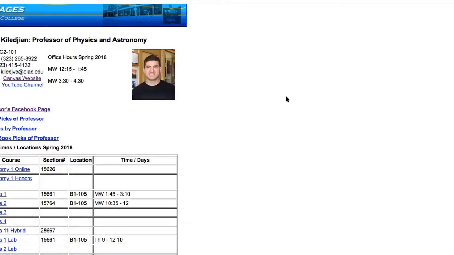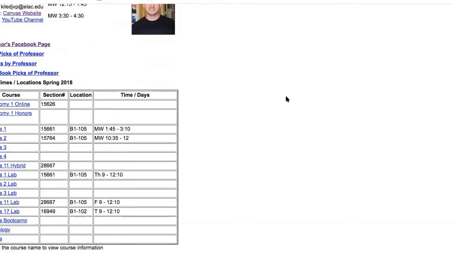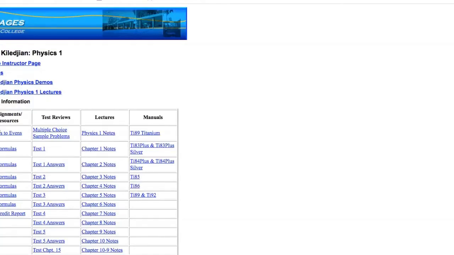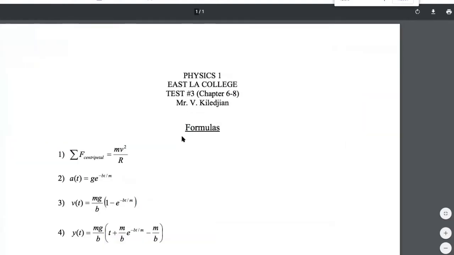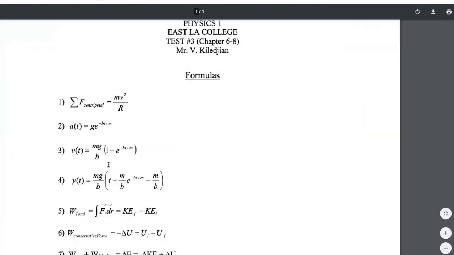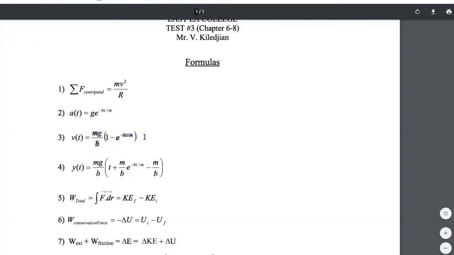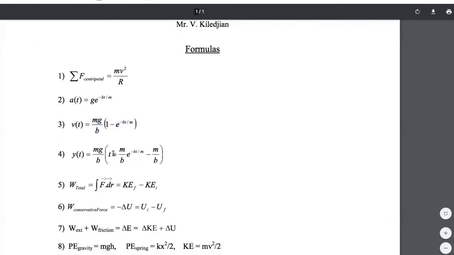Kiledjian.elac.org. This is my old website. So Physics 1 and test 3 formulas. Okay, you see there? This is the equation for the acceleration under air friction, velocity, and now this is position as a function of time. So I could write that equation down.